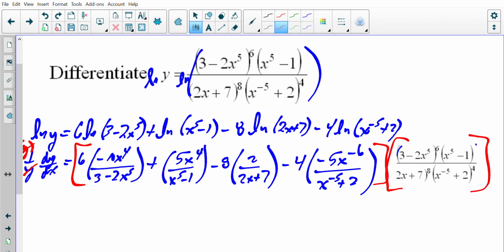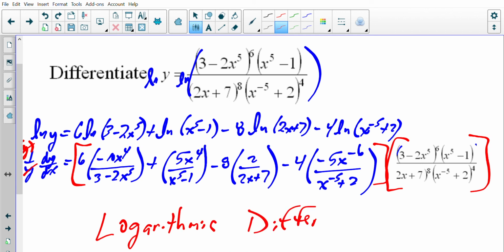And this is a process, as I said earlier, called logarithmic differentiation. Neat little process to have at your disposal. Now, don't get carried away. Make sure you understand when it can be used. This has to be products and quotients. As soon as you put addition or subtraction in between these, this would be a useless process.